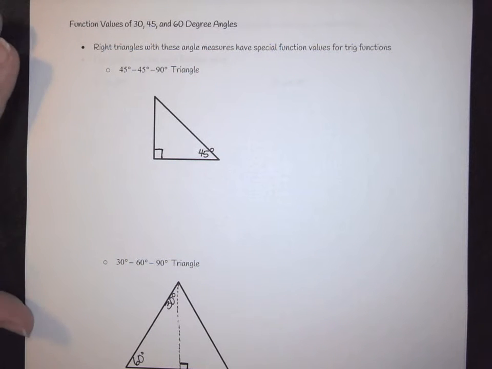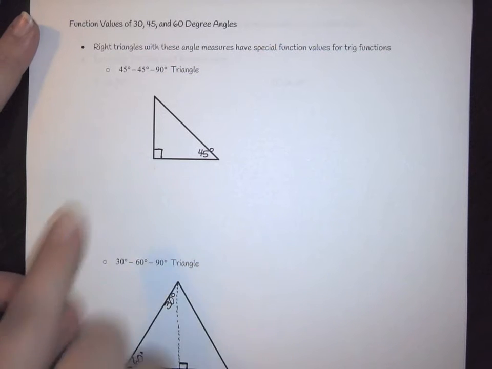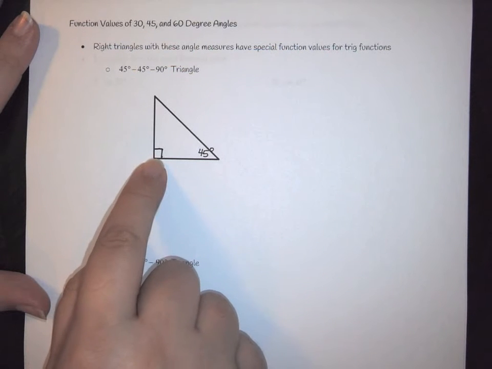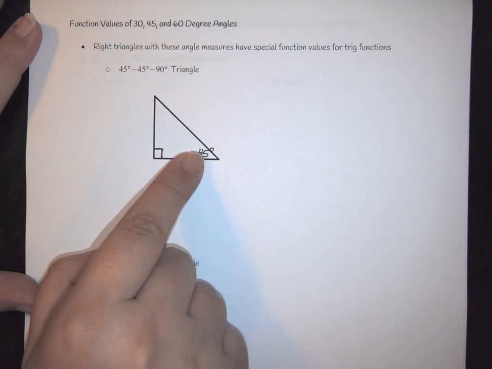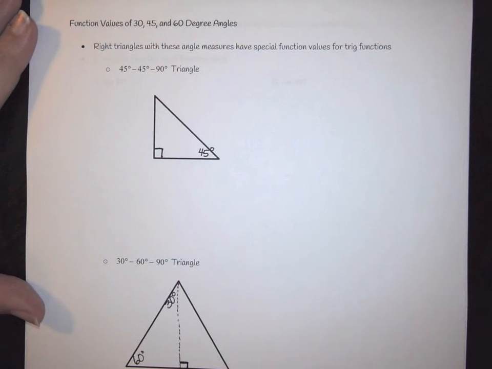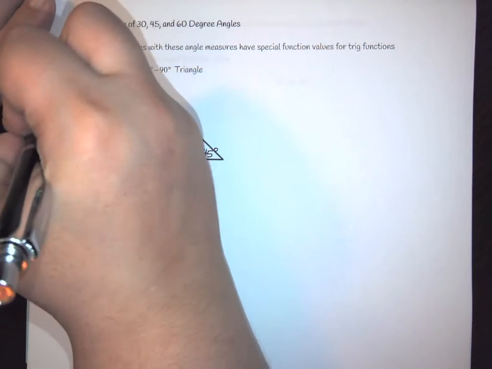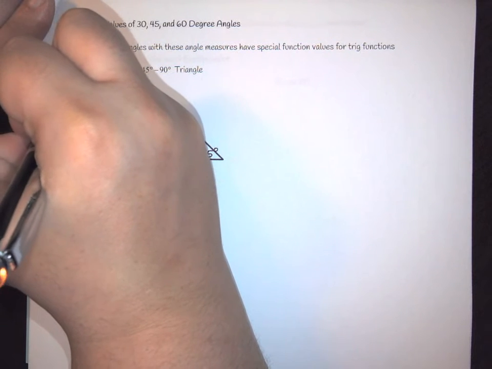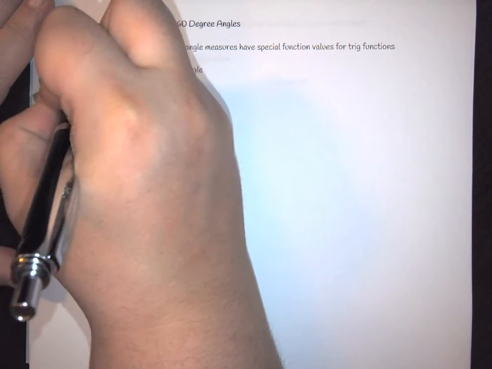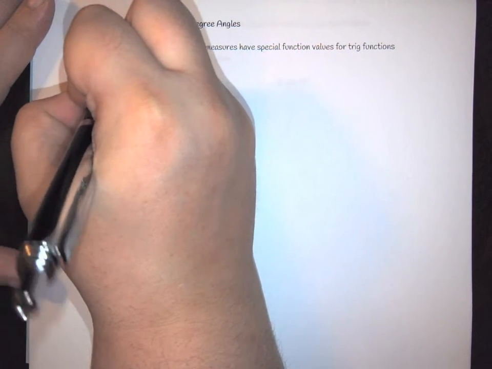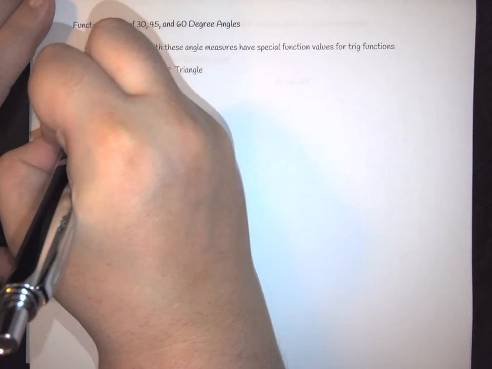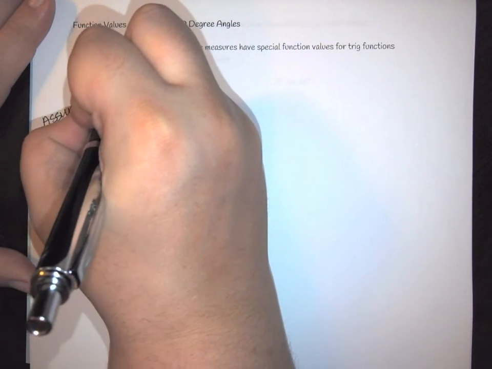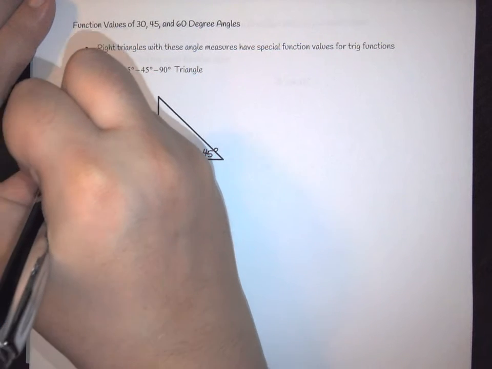45-45-90 essentially means that you have a triangle that has one corner at 90 degrees and the other two are the same. They are 45 degrees. Now, we are going to assume that our triangle sits on the unit circle.